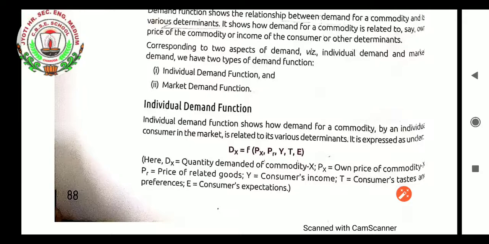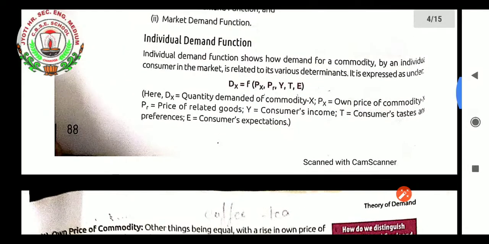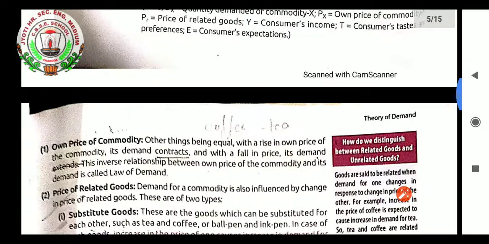So when together these determinants we are learning, it is known as determinants of demand function. Individual demand function, we will see according to that what are the determinants. What makes a consumer change their demand or shift their demand from one commodity to another commodity? That itself is known as determinants of demand function. We will be learning each determinant separately.